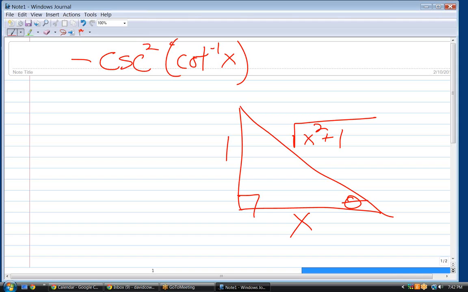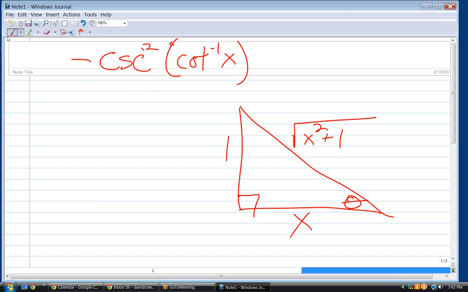What is the negative cosecant squared of theta? Just for the moment, what's negative cosecant instead of negative cosecant squared? It's important to realize that this square here does not apply to the negative sign. So we're going to square the cosecant and then put a negative sign in front of it.